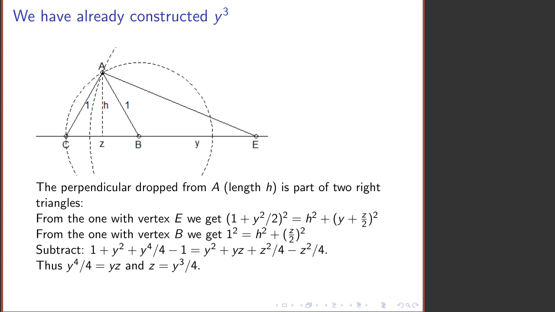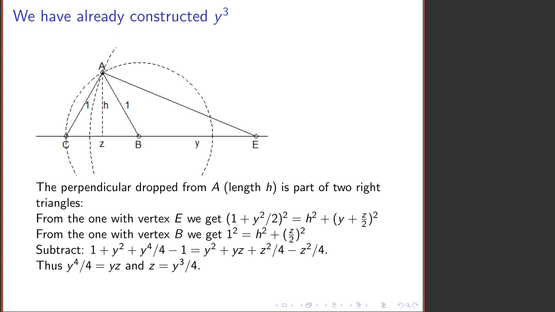Well, we can use the Pythagorean theorem to see what we've accomplished. Here's the perpendicular I dropped from A. I'll call its length h, but my major algebraic goal will be to get h to disappear. Let's look at the right triangle that includes vertex E and apply the Pythagorean theorem. This is the hypotenuse. Its length is 1 plus y squared over 2. So that quantity squared equals h squared plus this length, which is z over 2 plus y, quantity squared.